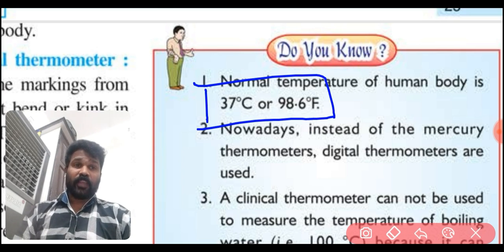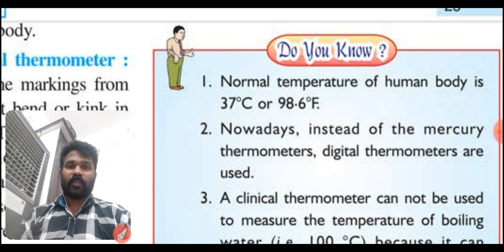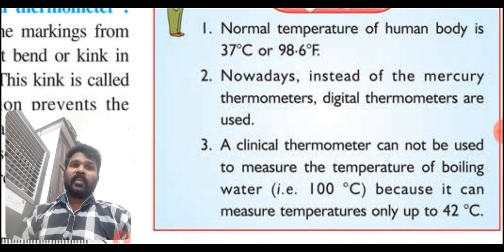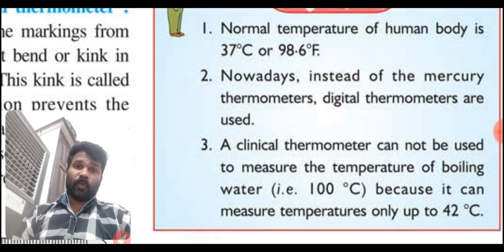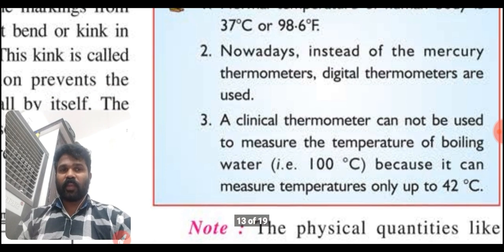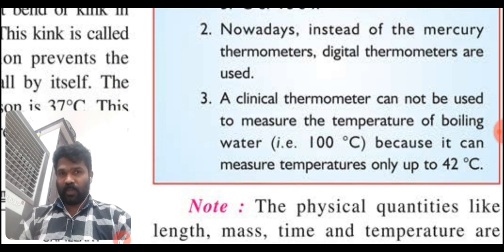Nowadays, instead of mercury thermometers, digital thermometers are also available. Okay, students. A clinical thermometer cannot be used to measure the temperature of boiling water, that is 100 degrees Celsius. It is not possible to use because in a clinical thermometer the maximum temperature shown is 42 degrees Celsius. That's why it cannot be used to measure the boiling point of water.